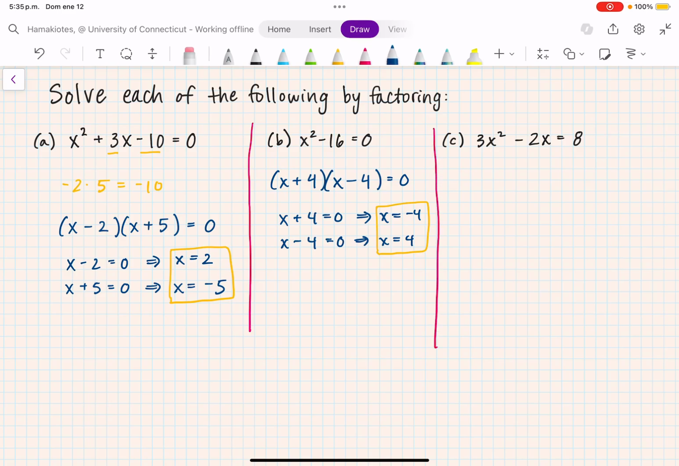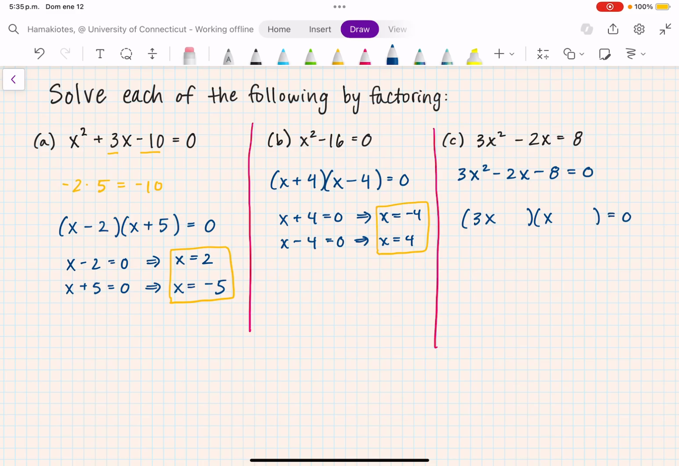So here we have 3x squared minus 2x equals 8. So first, let's move 8 to the other side. So we'll subtract 8 from both sides to rewrite this as 3x squared minus 2x minus 8 equals 0. Now we want to factor the left-hand side. So the x squared has coefficient 3, which is prime. So this is going to factor like 3x plus or minus something times x plus or minus something equals 0.